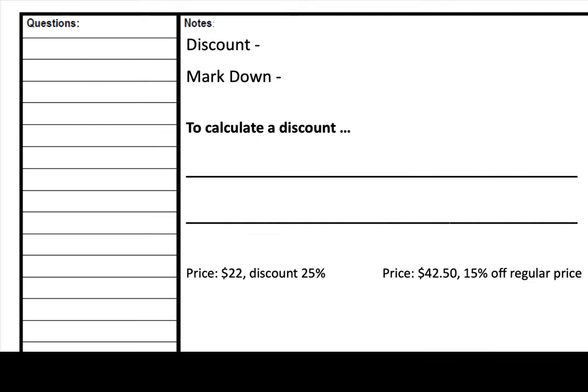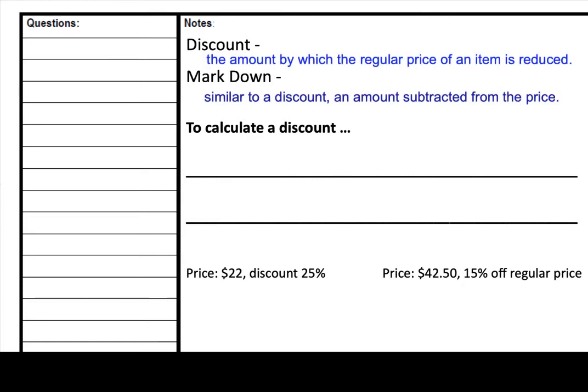All right, now we're going to switch it up and go in a different direction. Now we're going to talk about discount or markdown. So this is when something goes on sale. The price is lower. So discount is the amount by which the regular price is reduced. Markdown is the same thing. It's an amount that's subtracted from your price. So discount is going down where sales tax and tip were being added to our price.